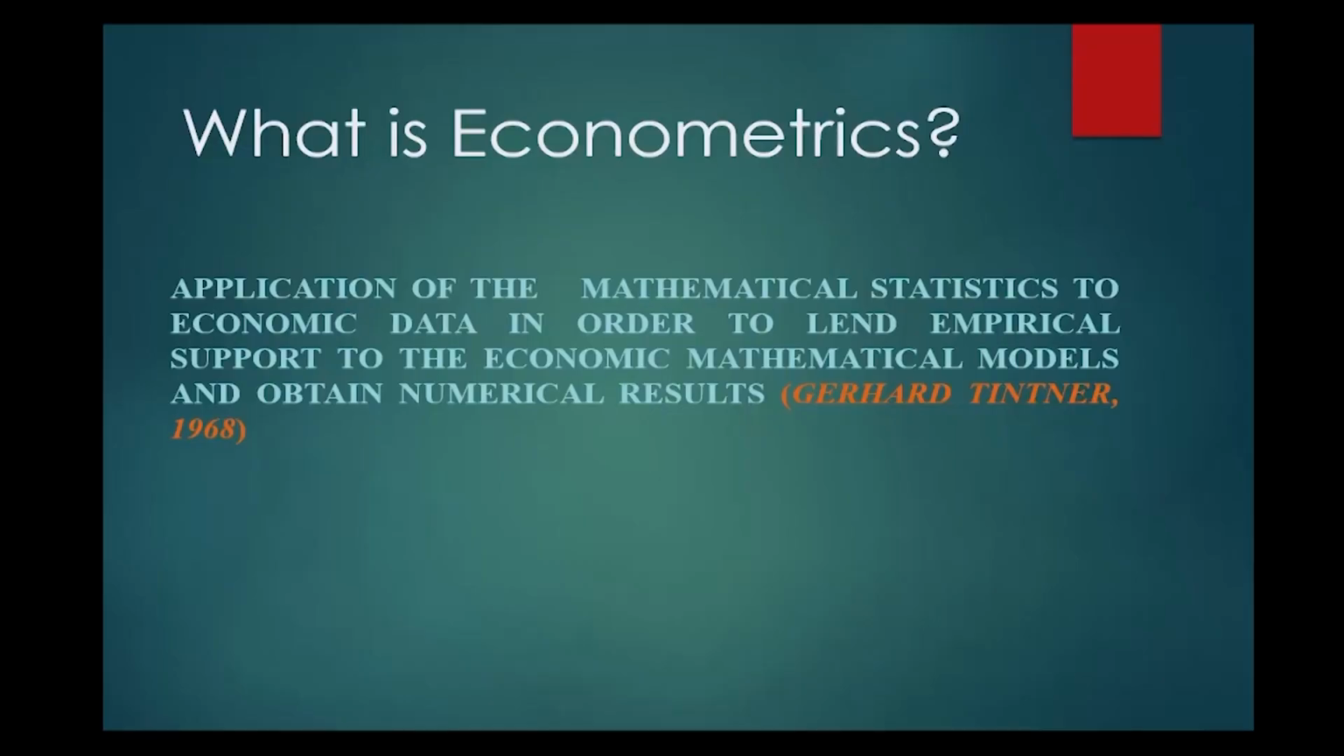In this process, we are going to explain the discussions on the discipline of econometrics. Basically, what is econometrics? Econometrics is basically an application of mathematical statistics to economic data in order to lend empirical support to the economic mathematical models and obtain numerical results. So it is basically an amalgamation of economics, statistics, and also applications in real life.